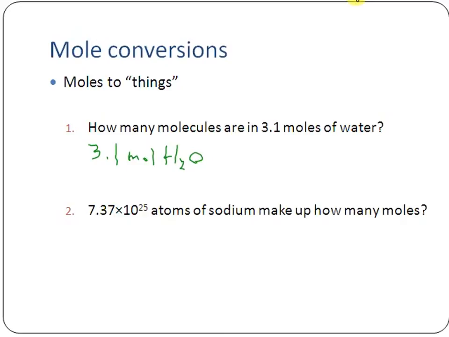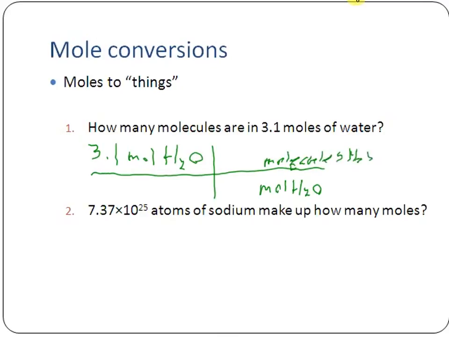Now, in order to do this, we're going to want to set up our tables just like we did with our unit conversions. Because what we can do is we can say how many molecules. And so we know we want to cancel moles of H2O, so that has to be on bottom. But we want to go to molecules. And unfortunately, H2O doesn't have an abbreviation, so we have molecules H2O. The question is, what is the conversion factor here? How many molecules are in a mole?